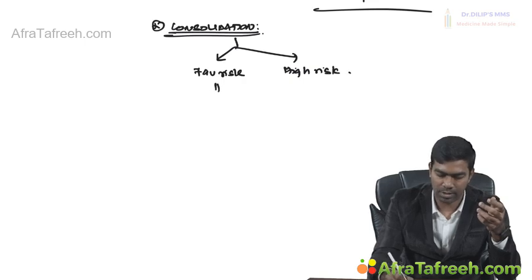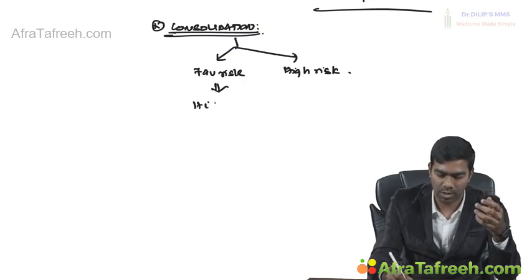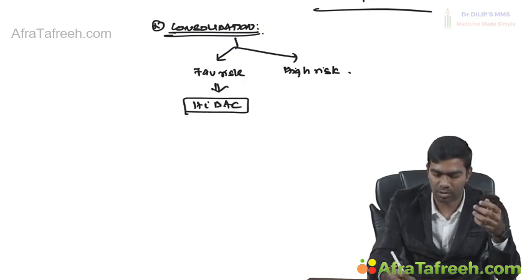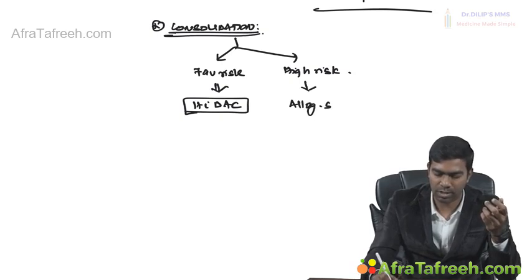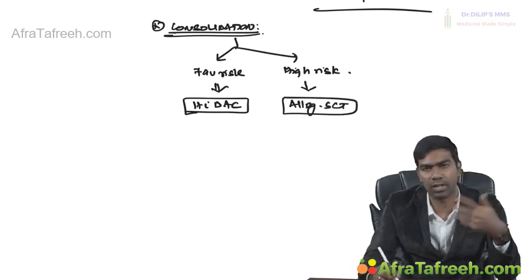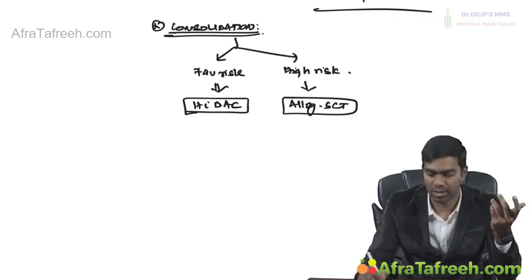Whether it's a high risk patient. If it's a favorable risk patient, then you can use something called HiDAC, high dose cytosine arabinoside. That's what we prefer. If it's an intermediate or poor risk patient, it's better to go for allogeneic stem cell transplant. While you are giving your chemotherapy itself, you can take the patient for allogeneic stem cell transplant.